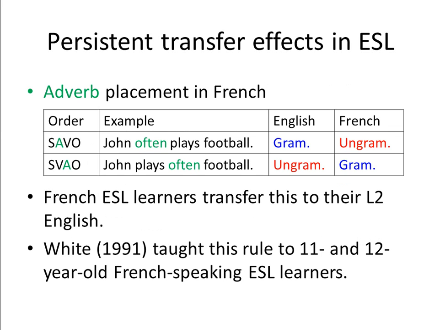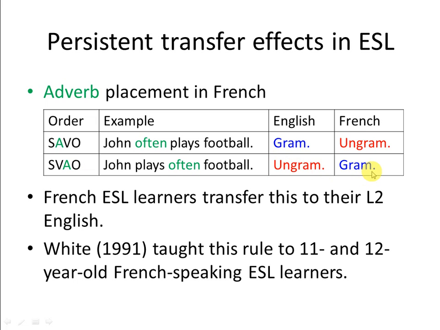And here we have another example of persistent transfer. This is about adverb placement in French. If you compare the position of an adverb in French and English, it's very interesting. Let's begin with the subject, adverb, verb, object order. An example would be, John often plays football. This order is grammatical in English, but ungrammatical in French. And the subject, verb, adverb, object order, an example would be, John plays often football. This is ungrammatical in English, but grammatical in French.